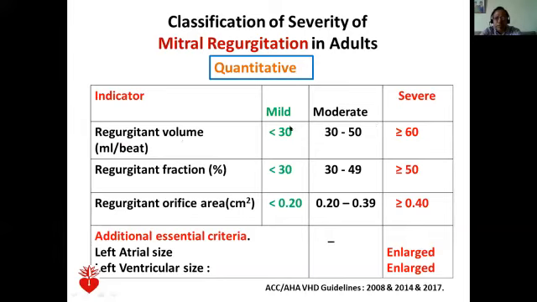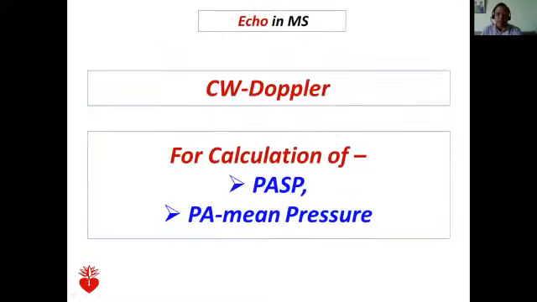Regurgitant volume, when it is less than 30 ml, is mild. When it is more than 60 ml, it is severe. Regarding the regurgitant orifice area, when it is less than 0.2, it is mild. More than 0.4, it is severe. This has already been talked about by Dr. Ishraq Jamal, so I'll not go into details.